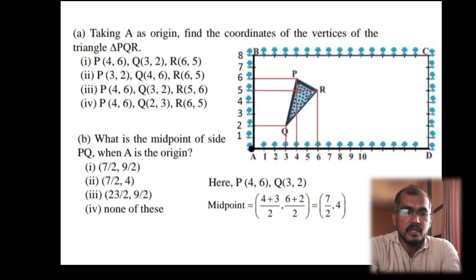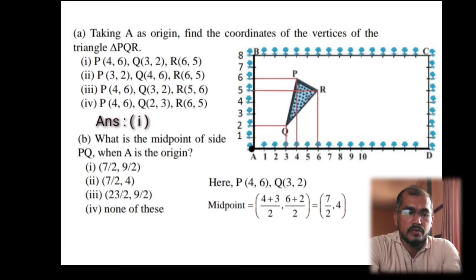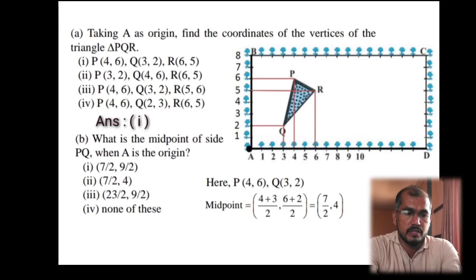R is (6, 5). Okay, so (6, 5) is R. That's the x-axis value we have to write first. It is a 6, 5. So which option is the correct option? The first option is the correct option for that problem.